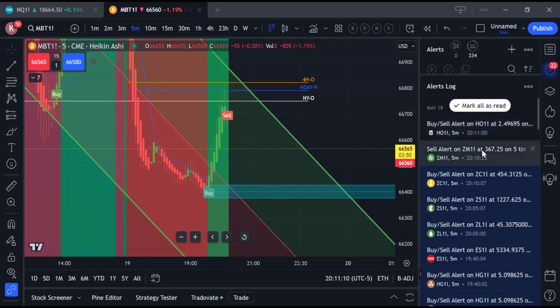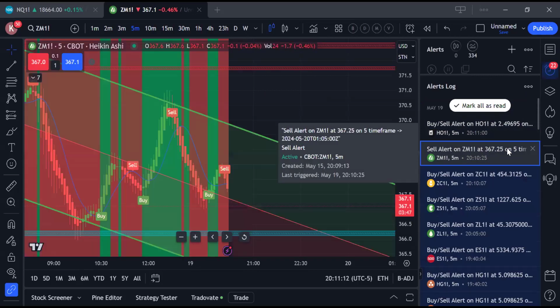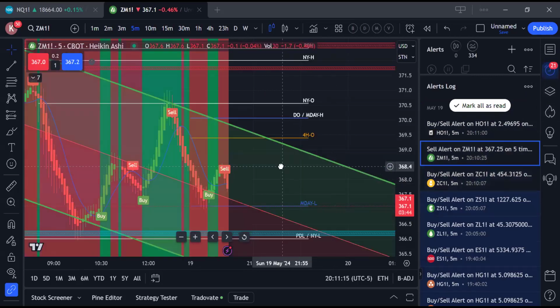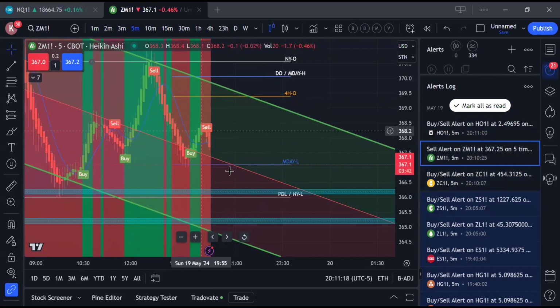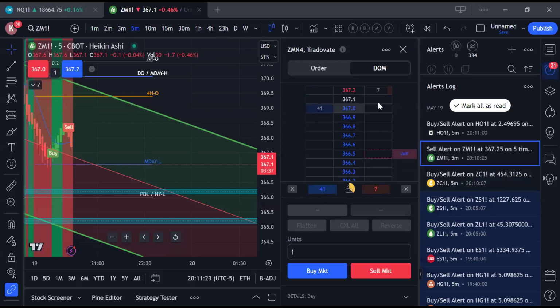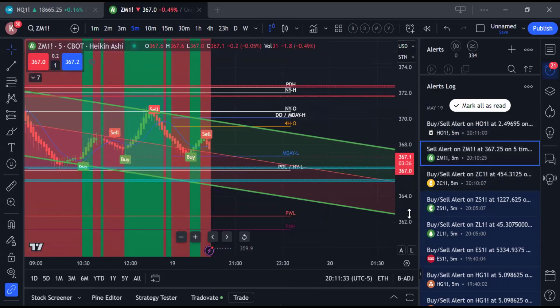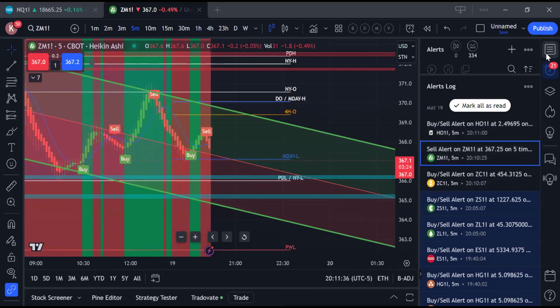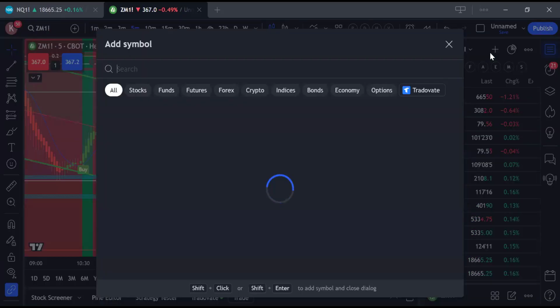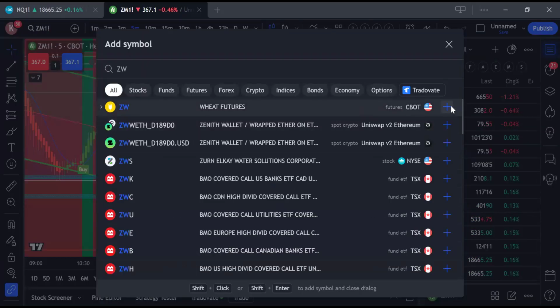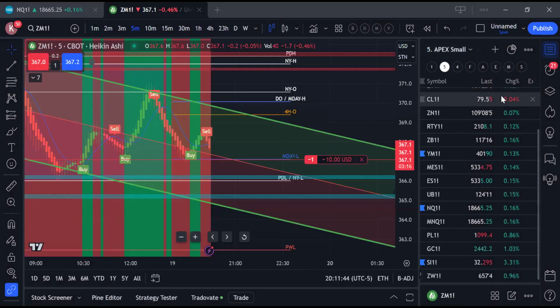Now we got a sell alert on ZW. So what is the potential for ZW to go down? Let us go and take a trade. Order submitted. Again, if you see the overall trend for ZW, you can always add to it. Actually, ZW.